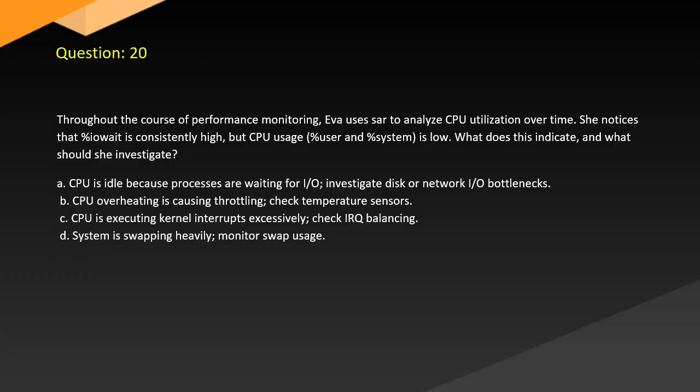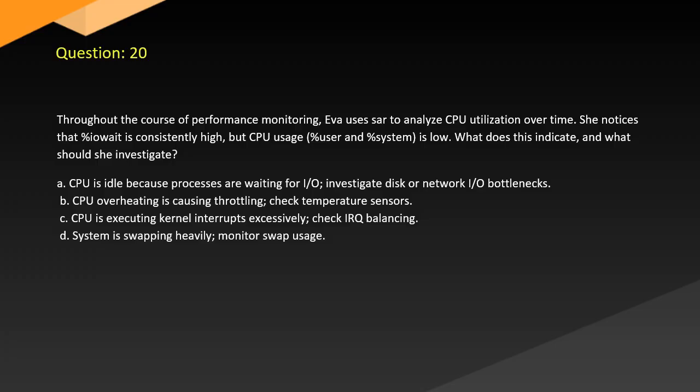Question 20. Throughout the course of performance monitoring, Eva uses SAR to analyze CPU utilization over time. She notices that %iowait is consistently high, but CPU %user and %system is low. What does this indicate, and what should she investigate? A. CPU is idle because processors are waiting for I/O. Investigate disk or network I/O bottlenecks.